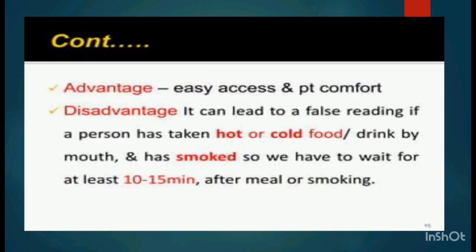So, what are the advantages for the oral temperature? Some advantages: easy access and patient comfort. Some disadvantages: it can lead to a false reading if a person has taken hot or cold food or any drink by mouth and also has moved. So we have to wait for at least 10 to 15 minutes after the meal or any smoking.